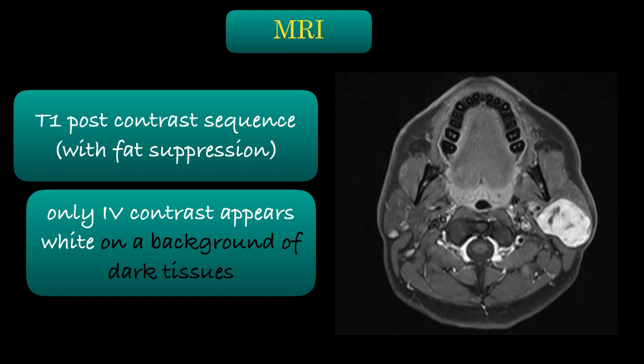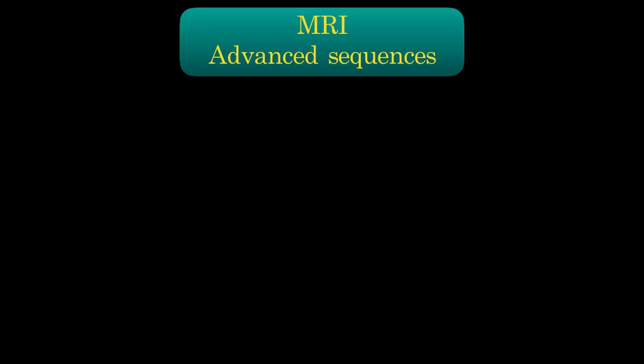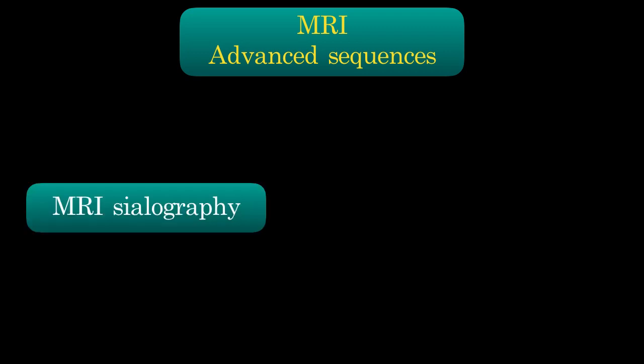Only the areas that took up the contrast medium appear white. Anything else is dark. These are the four main basic sequences of MRI. I will give you a hint about two of the advanced sequences for MRI that are commonly used, especially with salivary glands.